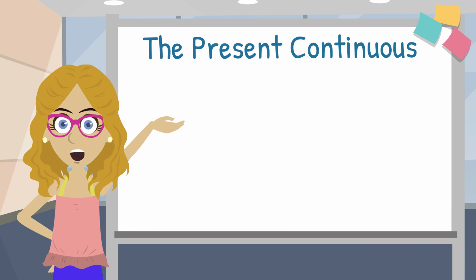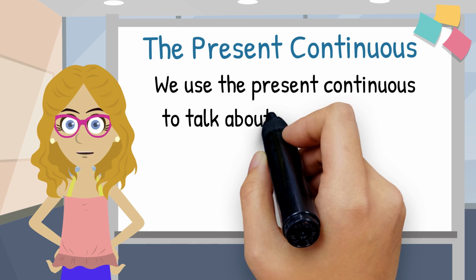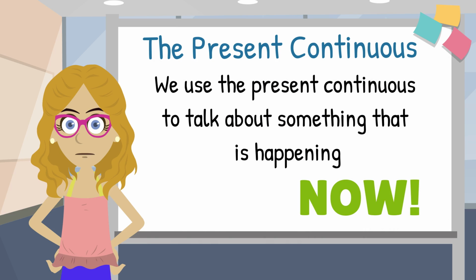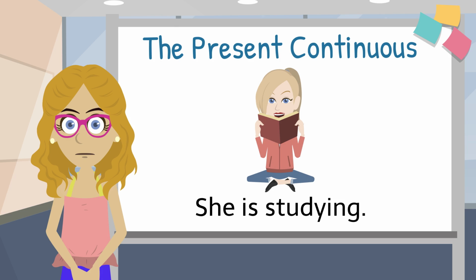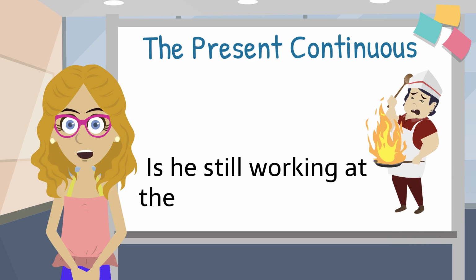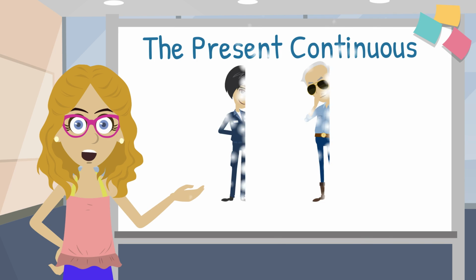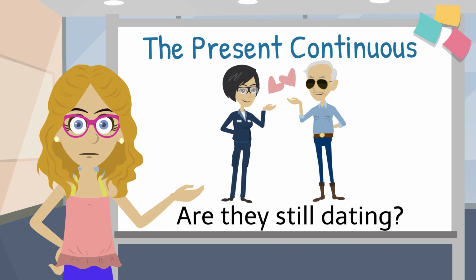Let's look at some more examples. We use the present continuous to talk about something that is happening now. She is studying. Is he still working at the same restaurant? Oh no! Are they still dating?